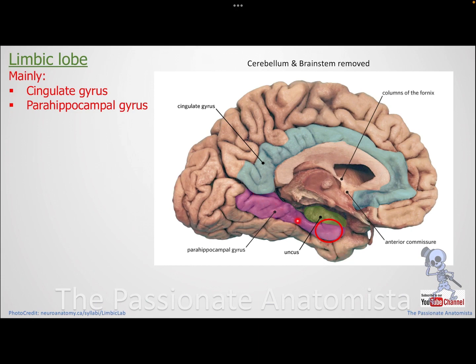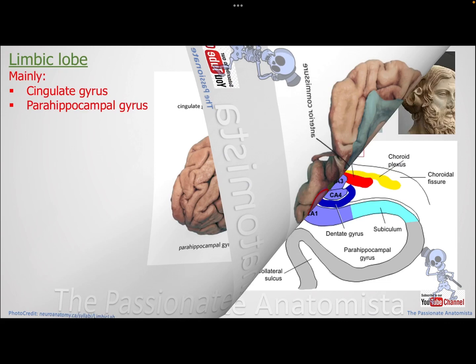So if you look at the parahippocampal gyrus, and this is the uncus, the part that is most anterior is the entorhinal cortex. This is the most important part we have today, because this is the part that's going to receive all information from all the surrounding cortices, and we're going to start our processing of information from here. Okay, so this is the first participant. This is the limbic lobe.